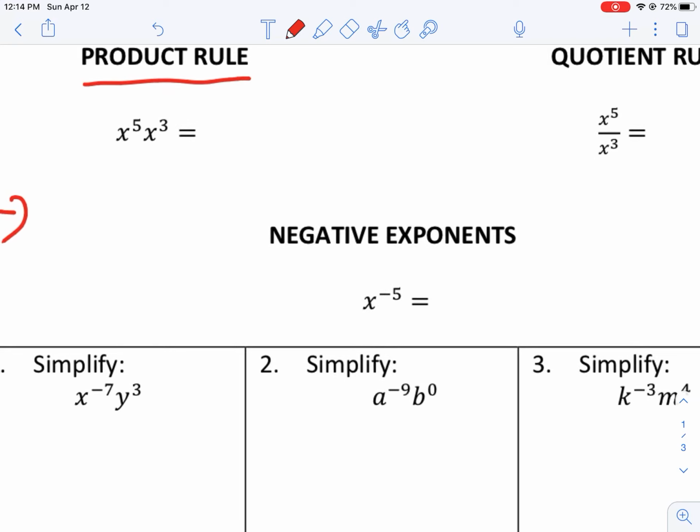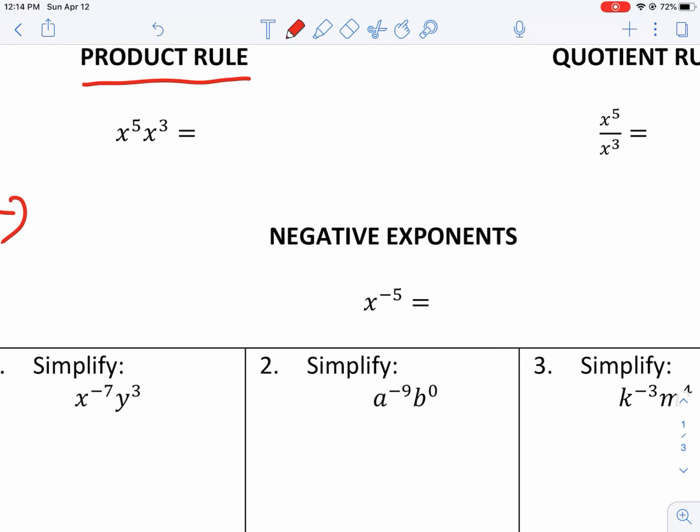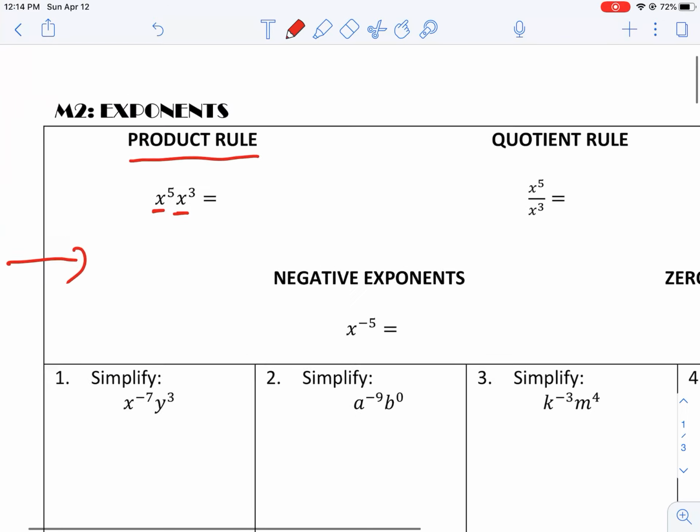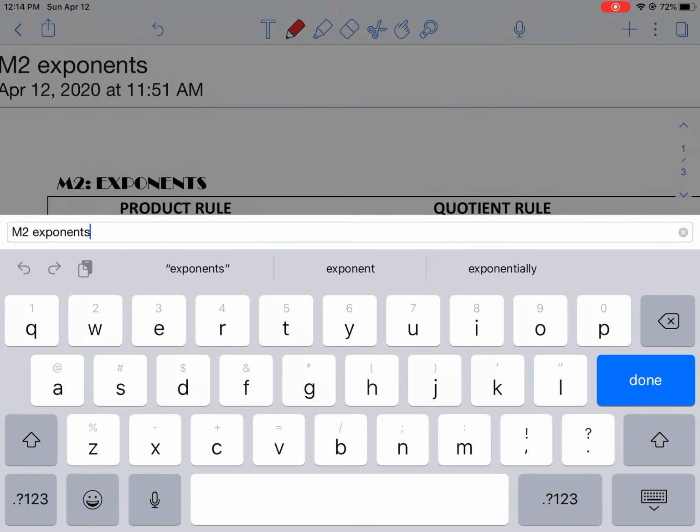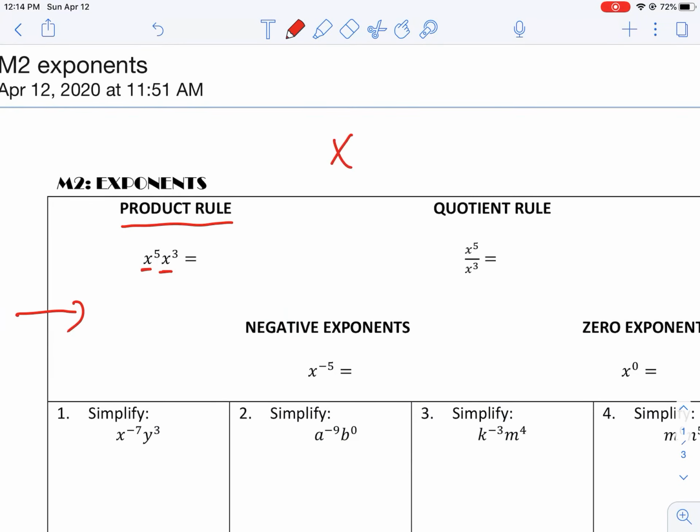So the product rule. The product rule deals with when you have a variable that has the exact same base. Now remember, if I have x to the third power, x is the base. The 3 is the exponent.